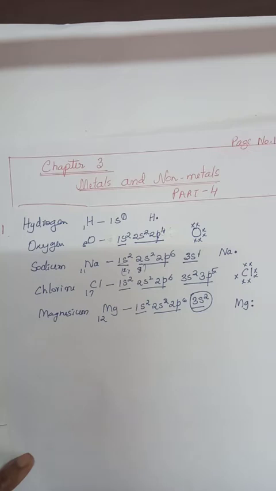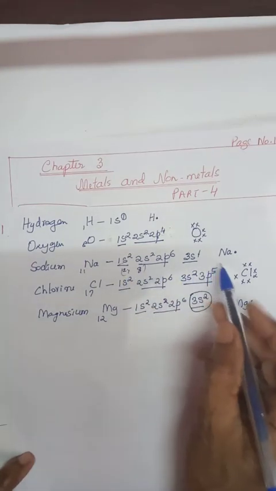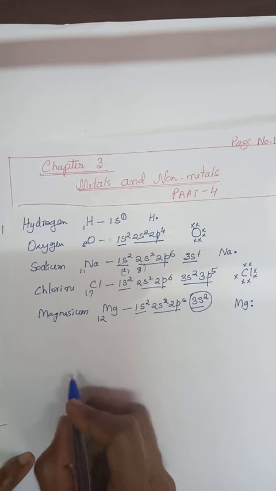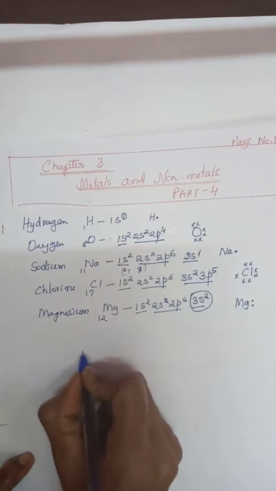Let us learn how sodium chloride is formed. Common salt is formed by the combination of sodium atom and chlorine atom. Sodium, you know its electronic configuration and you know its dot structure. Electronic configuration, I'll write once again.